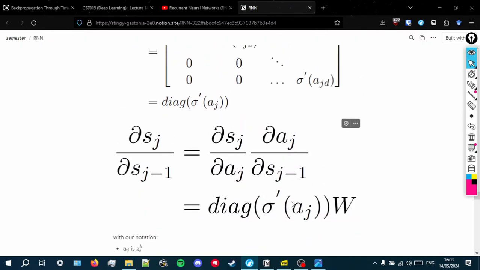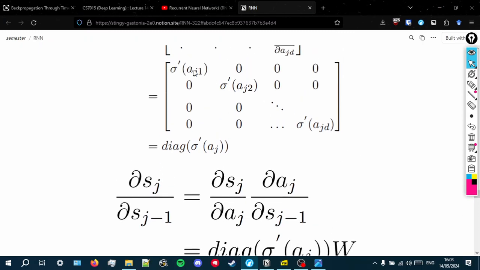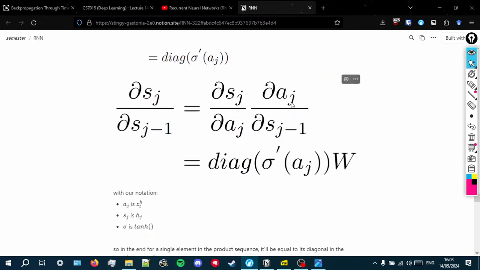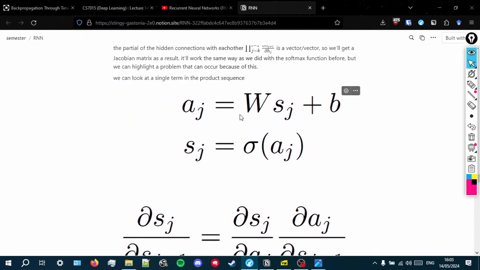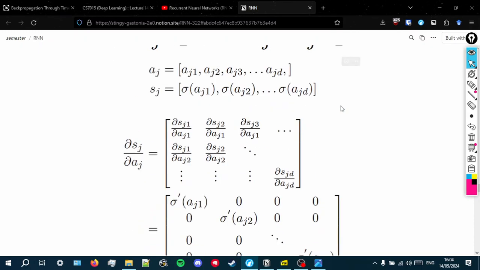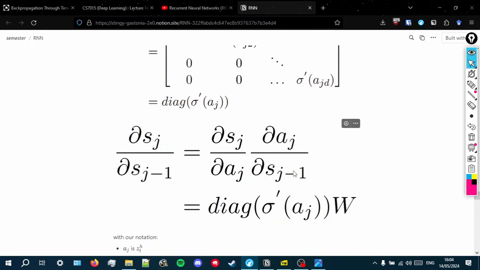So going back to the chain rule, this first component is the diagonal that we calculate from the Jacobian, and for this component, a of j over s of j minus 1, if you go back to the equation, a of j is the weight times s_j plus b. If we take the derivative of this with respect to s_j, we're going to have the weight remaining, and b is just a constant, so we're going to have the weight remaining. So this part is the diagonal, this part is the weight.